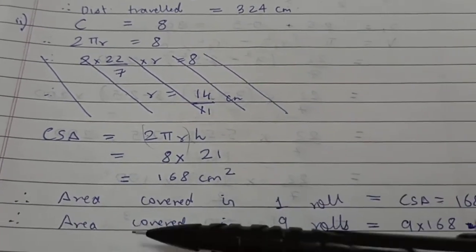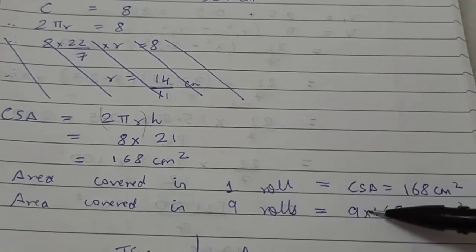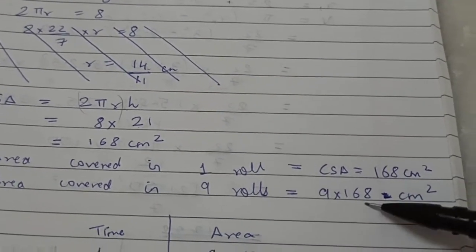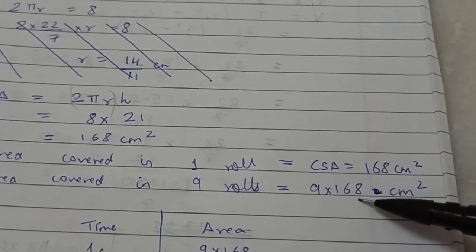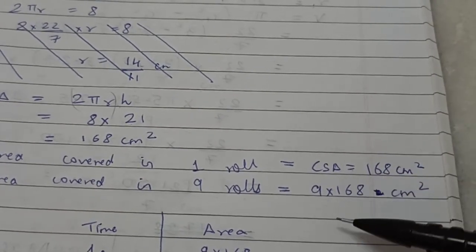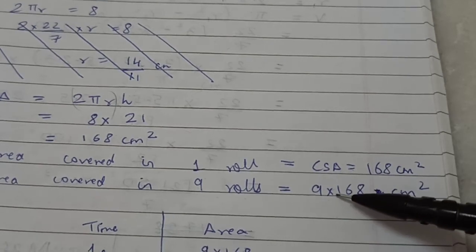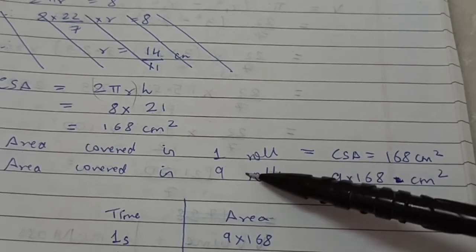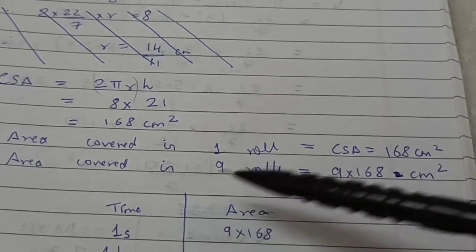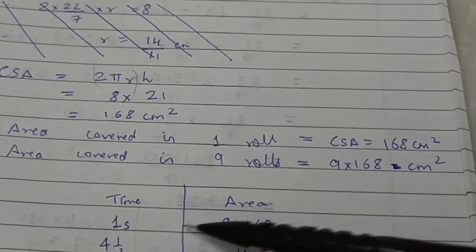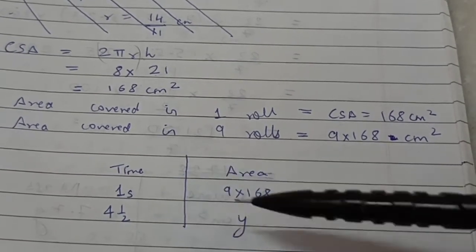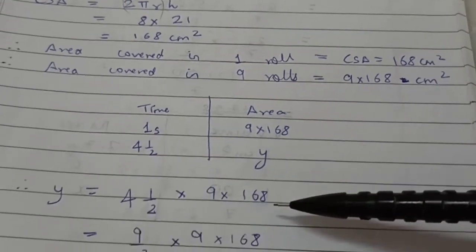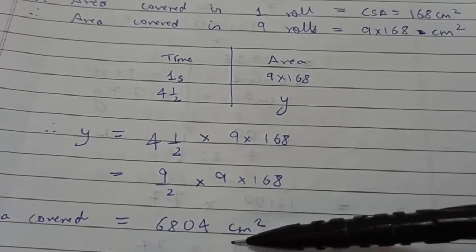Now we know that the area covered in one roll is nothing but the CSA, which is 168. So the area covered in 9 rolls will be 9 into 168. Don't multiply this yet. Always postpone your multiplication division, hoping that in the future something might get cancelled. Now 9 rolls were covered in 1 second. That means so much area was covered in 1 second. Then in 4.5 seconds, how much area was covered? Don't use x again, use y. Well, cross multiply and the answer is 6804 centimeters squared.